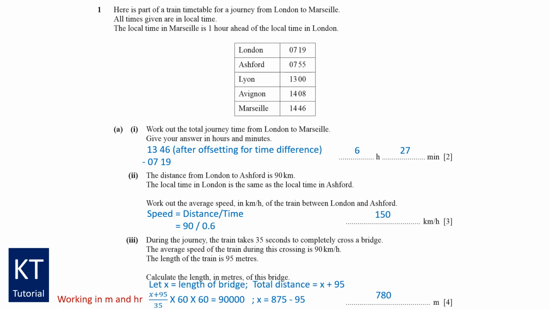By letting x be the length of the bridge, the required distance is x plus 95. By mapping the distance over time with speed and working at this in meters and hours, we can solve for x being 780 meters.